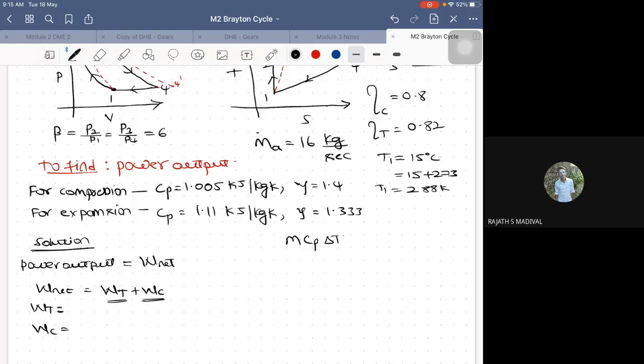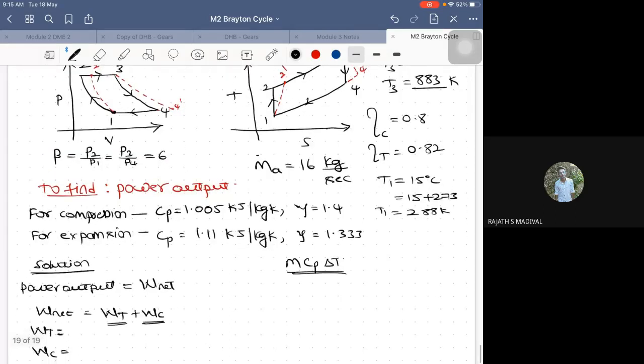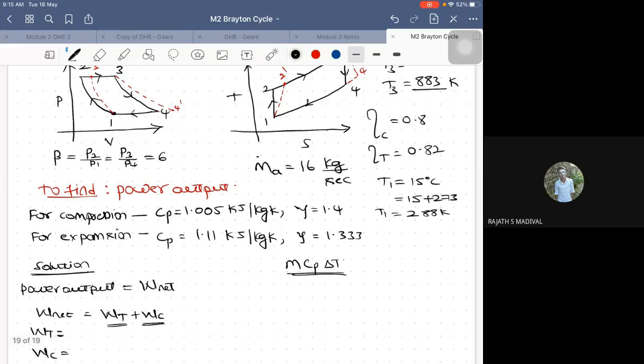I told you it is mCp delta T. Whether it is work or heat, it is mCp delta T. How will you do for the turbine work? Just look for where the turbine is. So 3 to 4 is the turbine, correct? Now, for work, is it initial minus final or final minus initial? Initial minus final. So for work, it is initial minus final, right?